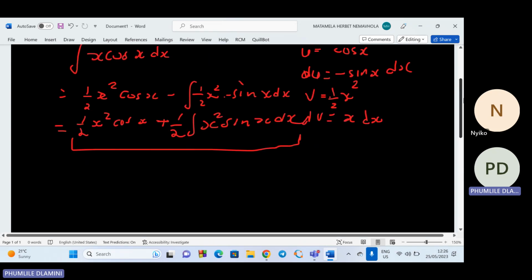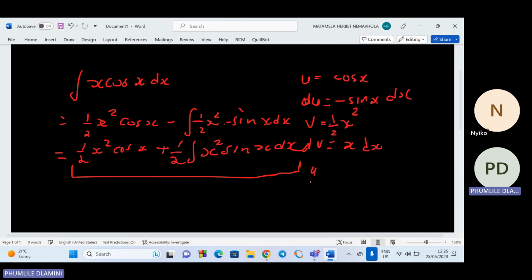But if we can work out our u, du, v and dv properly, it can minimize the time we spend working it out. So I can say my dv is cos x dx. Then if it's cos x dx, I know that v is sine of x, and then my u is going to be x, which means if I differentiate this x, du is dx only.